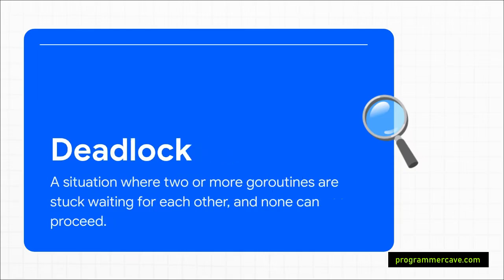And then there's its evil cousin, the deadlock. This is when your program just freezes. Imagine you have two Go routines. Go routine A has a key that B needs, and Go routine B has a key that A needs. Neither one is willing to give up its key first, so they just sit there, waiting for each other forever, and your whole application just grinds to a halt.